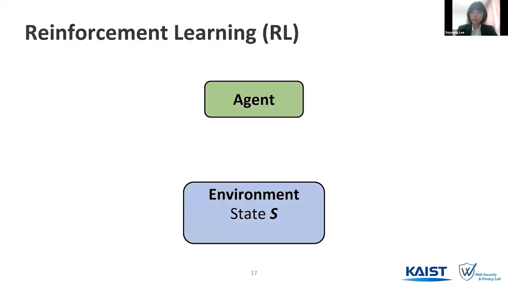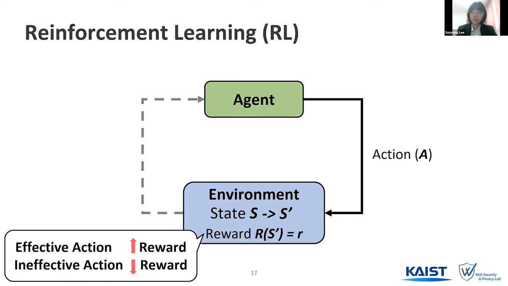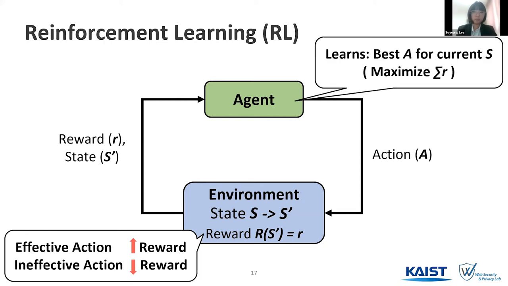In reinforcement learning, we need the agent and environment. The role of the agent is to choose an action based on the state from the given environment. Then the chosen action is going to change the environment as well as the state that reflects this environment. Then the environment evaluates whether the chosen action is effective by computing a reward. After it returns the reward and state information, the agent chooses the next action depending on the reward and state. By iterating these steps, the agent learns the optimal policy to maximize the total reward.